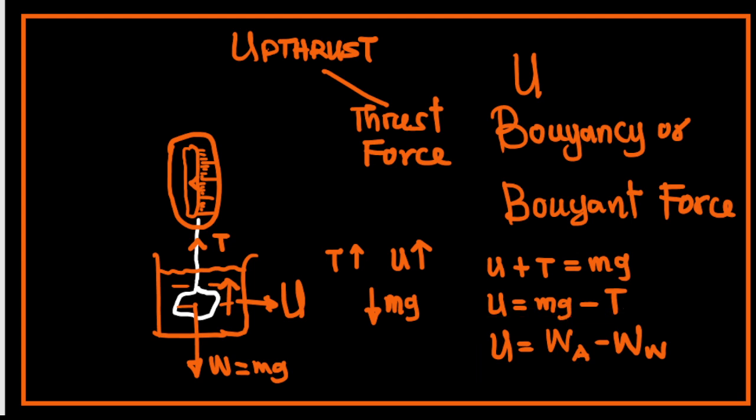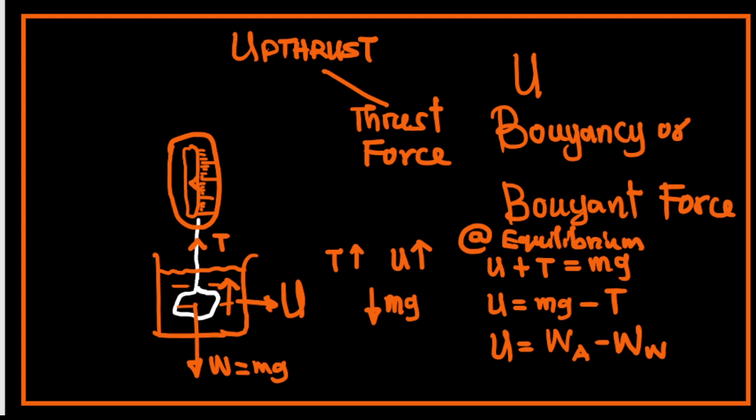So always take note of that. Upthrust equals weight in air minus weight in liquid. So if the liquid is water, we have WA minus WW. Now this is a case when the object is at equilibrium. We can also have a situation where the object is not at equilibrium. The object might be practically accelerating within the fluid.